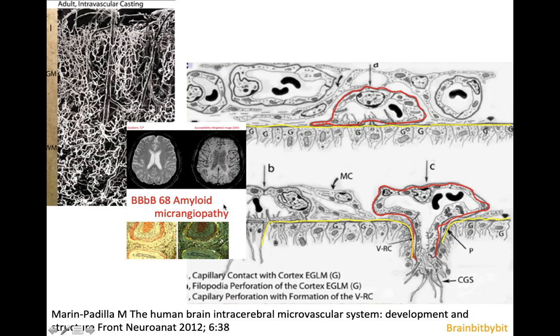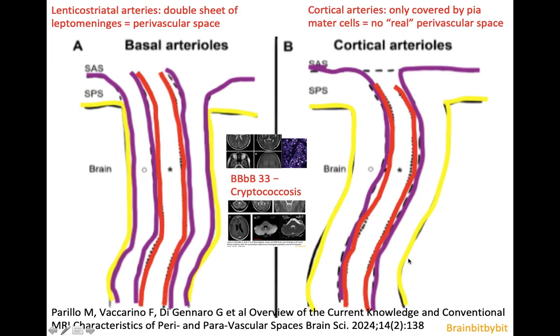So when we talked about amyloid microangiopathy, we already talked about the cortical arteries that interact with the glial limiting membrane. And they are different from the lenticulostriatal arteries, because lenticulostriatal arteries are derived from the large vessel of the circle of Willis running in the subarachnoid space.